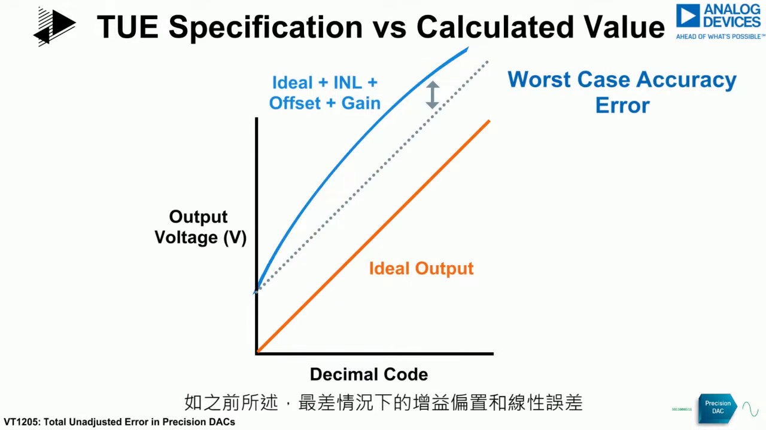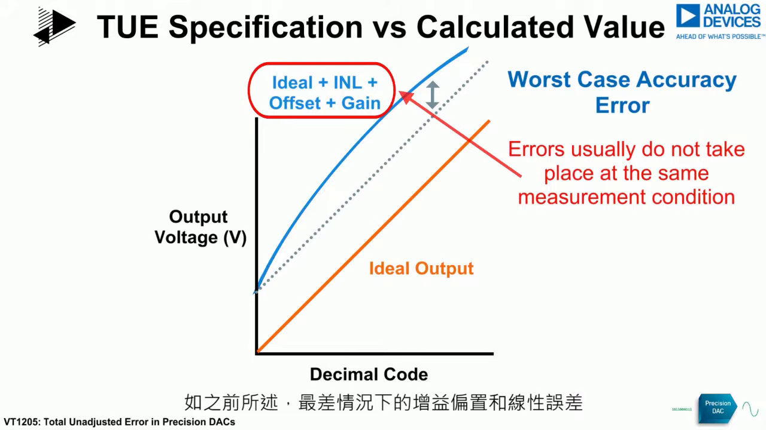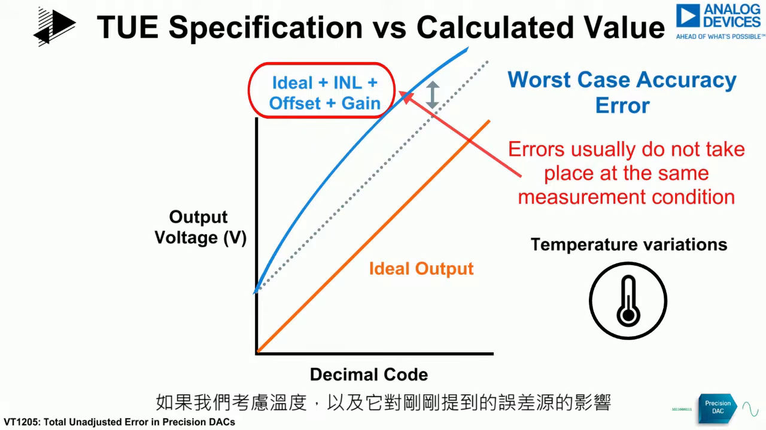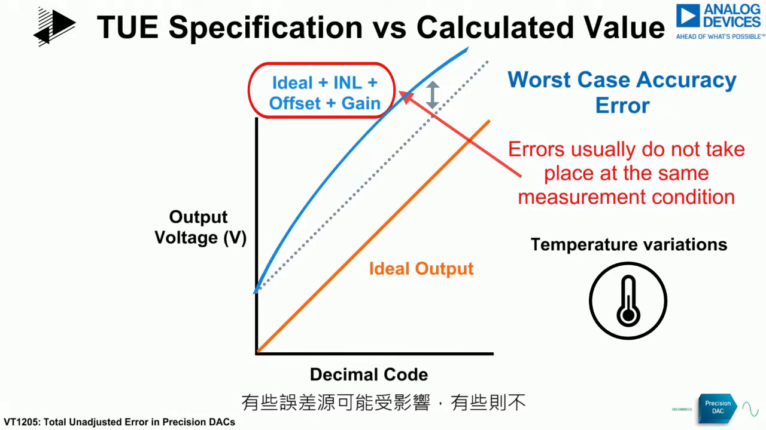As mentioned previously, the worst-case gain, offset, and linearity errors will not usually take place at the same measurement condition. When measuring the actual output from a DAC, if we consider temperature and its effects on the error sources just highlighted, some may be affected while others may not be.